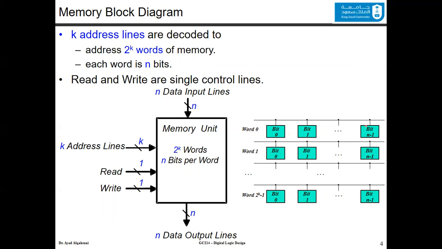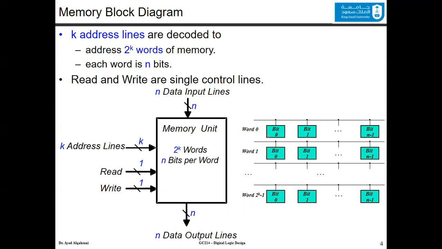Each word of them is n bits. So you have n bits per word. As you can see, word 0 has bits from bit 0 to bit n minus 1. And you have some control lines. You have read and write control. If read is equal to 1, it means that the read operation is allowed. If write is equal to 1, it means that the write operation is allowed.